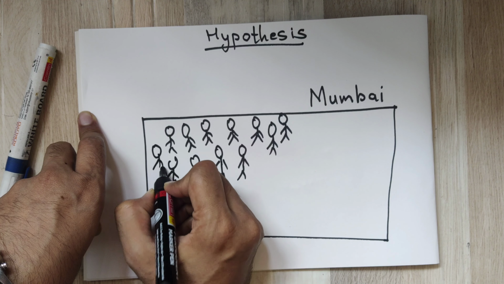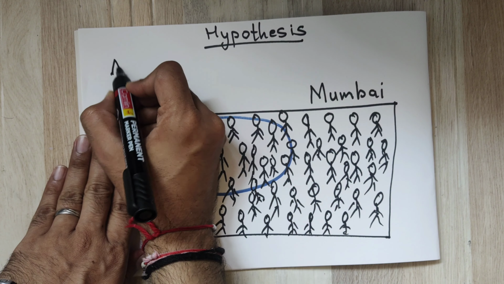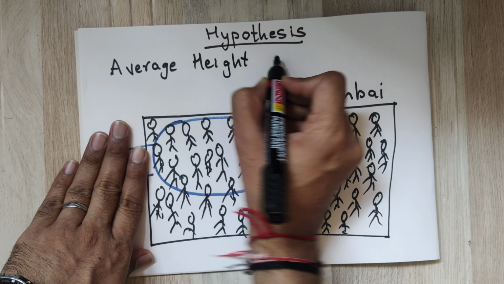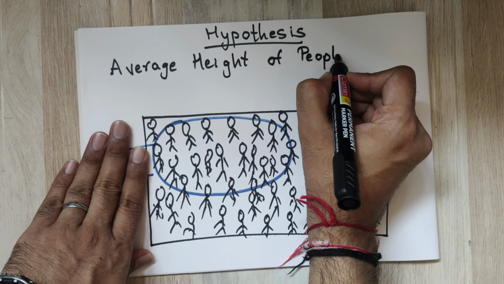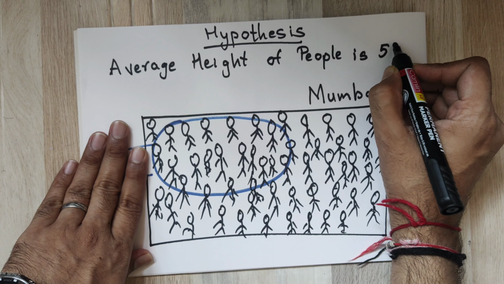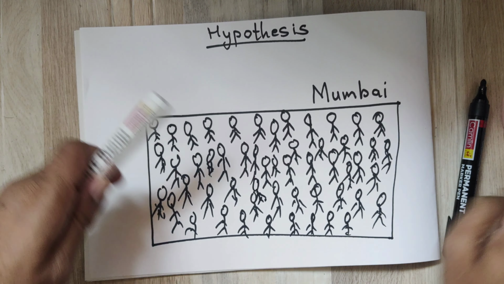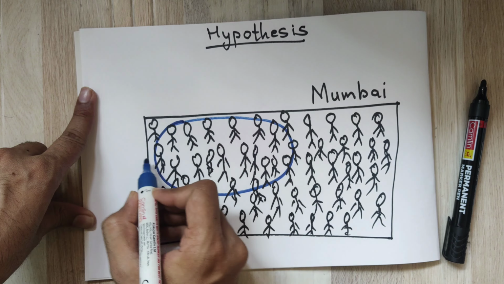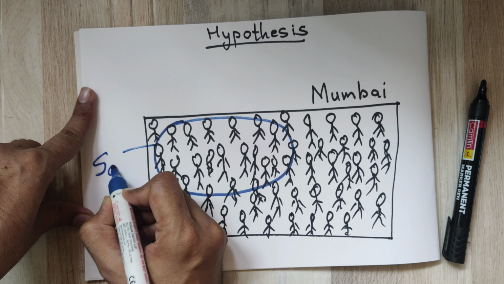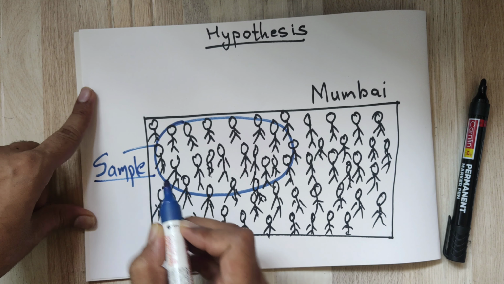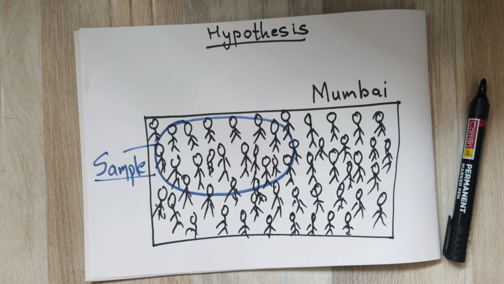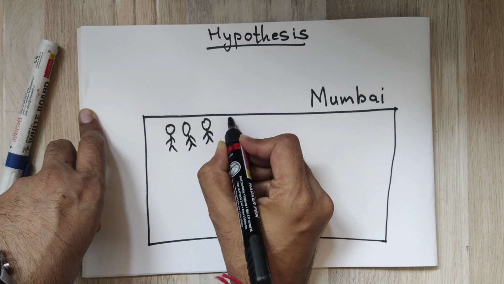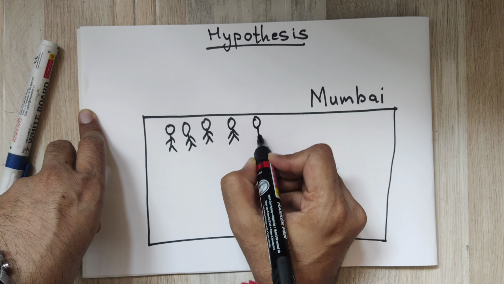Suppose we consider Mumbai as the population and I make a claim that the average height of the people in Mumbai is 5 feet 7. Now to test this claim, we cannot go to each and every individual in Mumbai and check their heights. So what we'll do is we'll consider a small sample from this population, and based on the analysis of that sample, we'll try to conclude whether the average height of the people in Mumbai is 5 feet 7 or not. So this is what we do in testing of hypothesis. Based on the sample analysis, we'll try to conclude for the population.